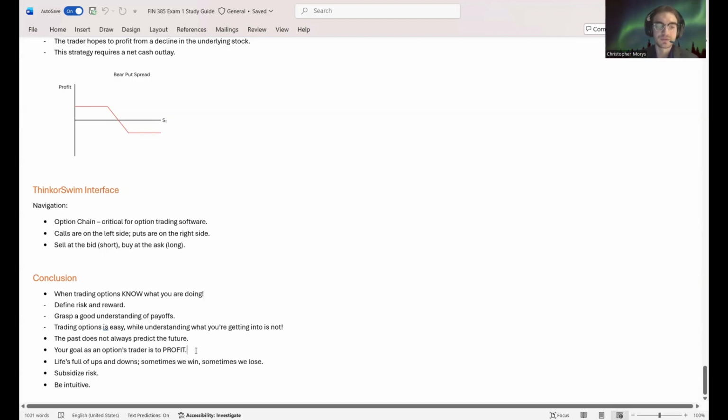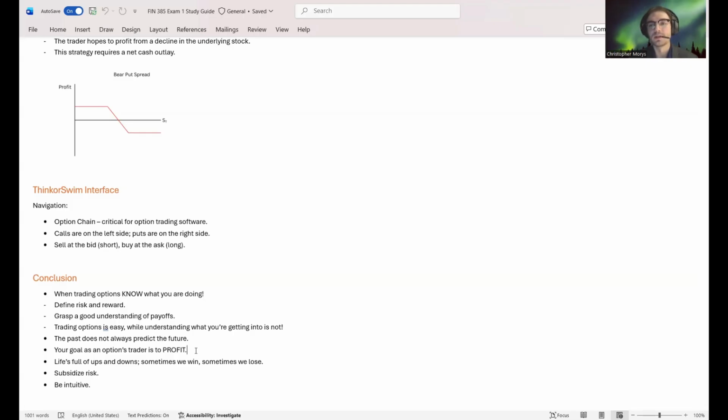Your goal as an options trader is to profit. All right. If you're trading, you want to make money. That is your goal. You're here to make money. You're not here to just flush money down the toilet, right? Nobody wants to do that. Profit as a trader.